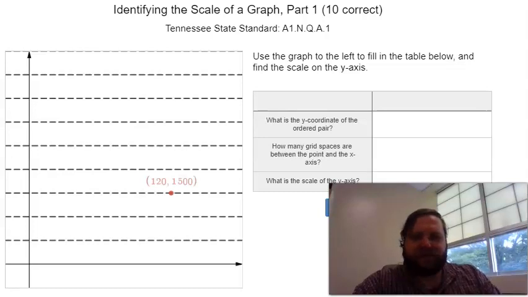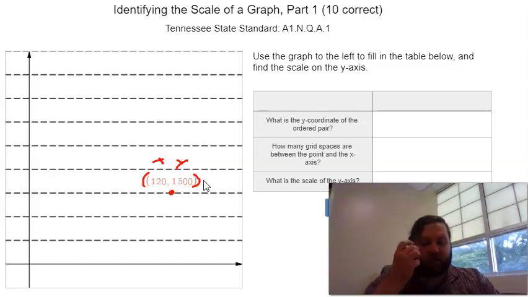So first thing to notice here is that we've got this point over here on the graph. And I'll kind of do this just to help you focus in on that. And so I've got the ordered pair that represents the location of this point, 120, 1500. So that's an x value and a y value. And so what this table is designed to do is to walk you through the process of figuring out what the scale must be for the y-axis.